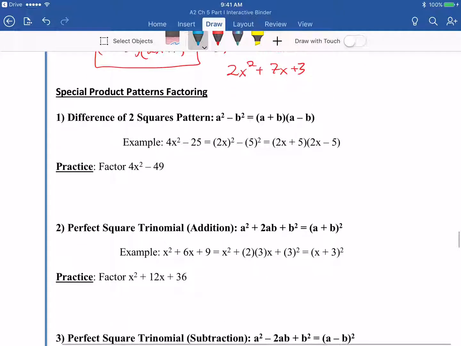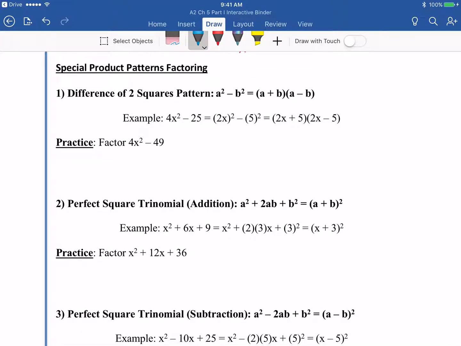I'm just going to go through these special patterns here. There's 3 of them. They're pretty nice, but here's the thing: you don't actually need to use them. If you don't see them right away, you can just go through here. This is your A, and your B is actually missing here, so this would be the same as 4x squared plus 0x minus 49. Then that would be your B. So you can just go through and put it in that diamond.